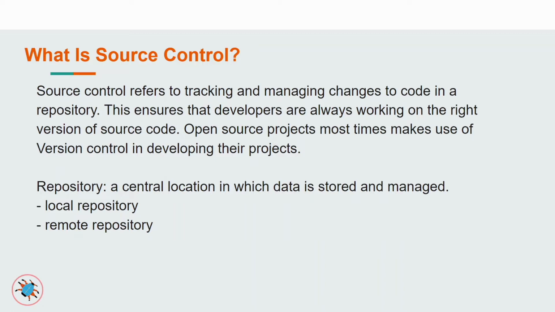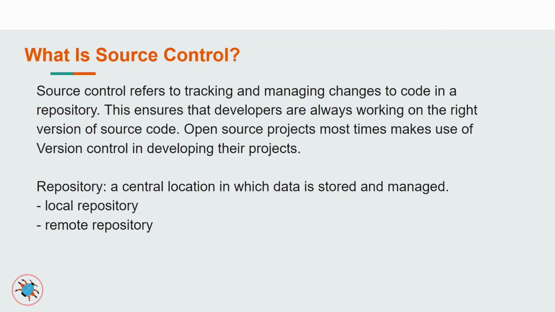Okay, now we mentioned earlier that source control refers to tracking and managing changes to code in a repository. So what exactly is a repository? A repository is simply a central location in which data is stored and managed. So you can think of a repository as a storage kind of system. And a repository can either be a local repository or a remote repository.